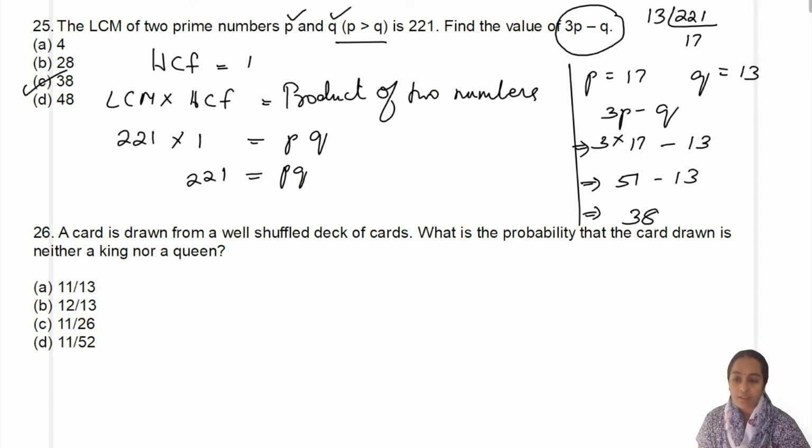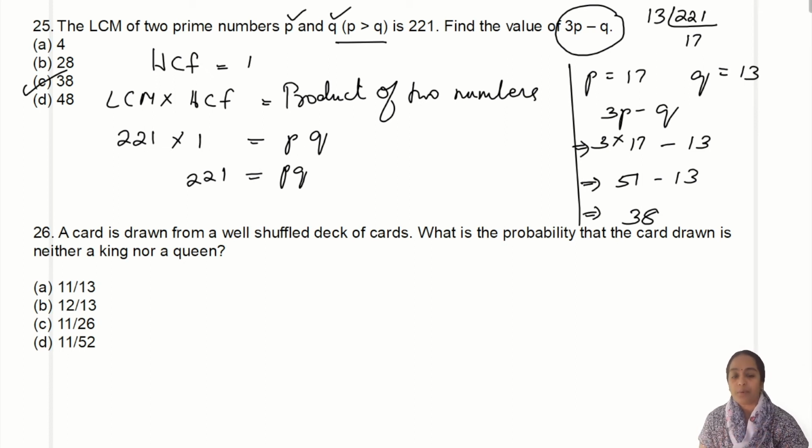So we are moving on. 26th question there. A card is drawn from a well-shuffled deck of 52 cards. What is the probability that the card drawn is neither a king nor a queen? So there are totally 52 cards. In a deck of cards, you have 52 cards. So all of you know that. So that becomes the total outcome.